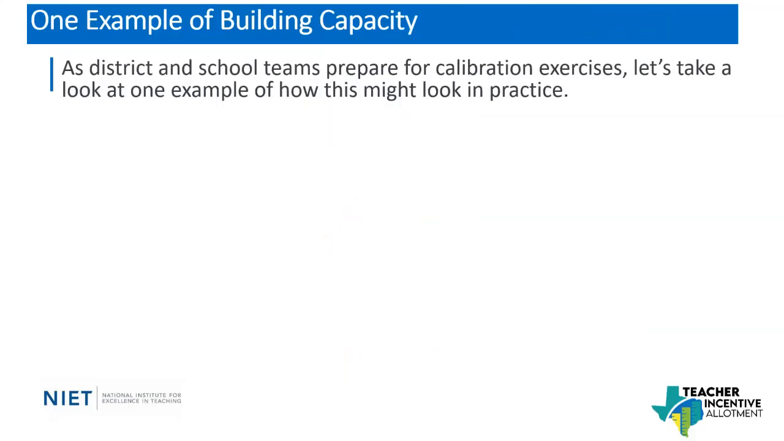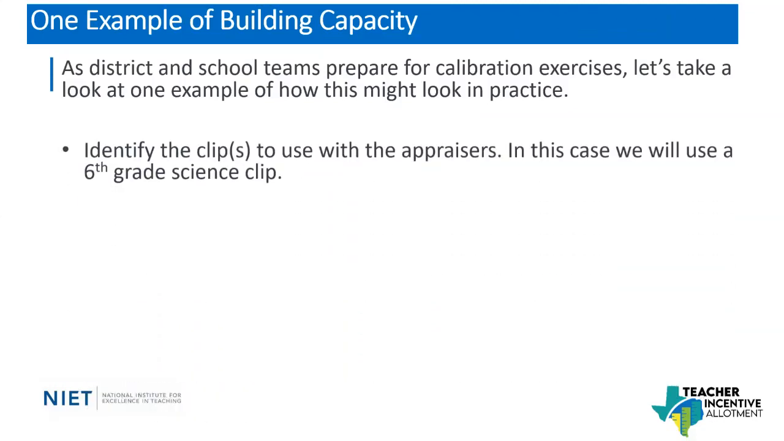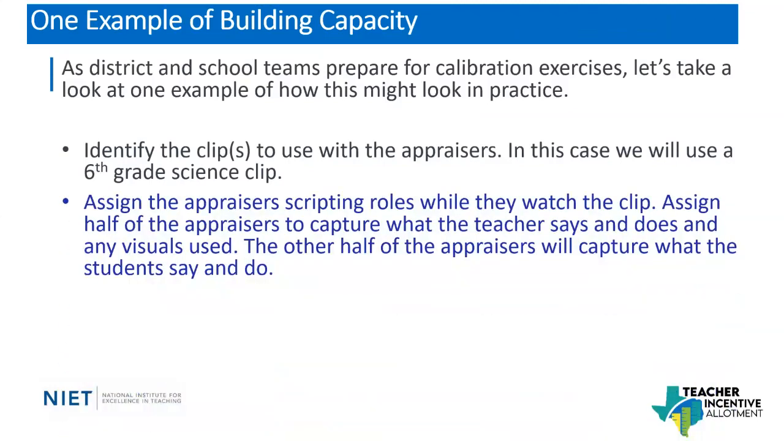As district and school teams prepare for calibration exercises, let's take a look at one example of how this might look in practice. Identify the clip or clips to use with the appraisers. In this case today, we'll use a short 6th grade science clip. Assign the appraisers scripting roles while they watch the clip. You may assign half of the appraisers to capture what the teacher says and does and any visuals used. The other half of the appraisers will capture what the students say and do.